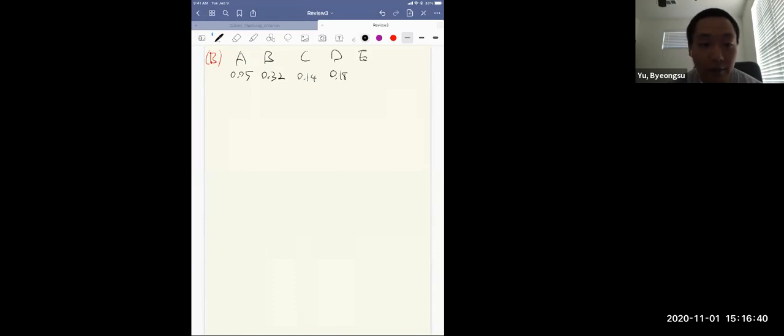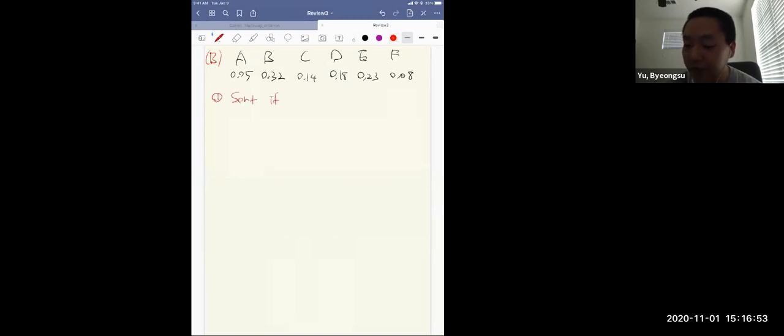Okay, then let's move on to Huffman coding. So there are some students who had difficulty with Huffman coding. So yeah, I will just write it. So here what you have is A is just 0.05, B has probability 0.32, C has probability 0.14, D has 0.18, E has 0.23, F has 0.08, right?